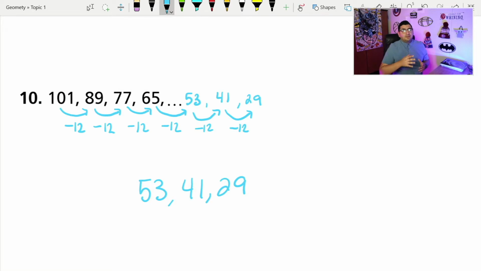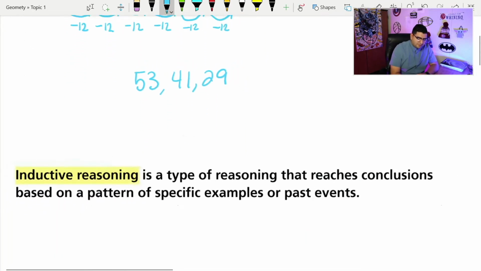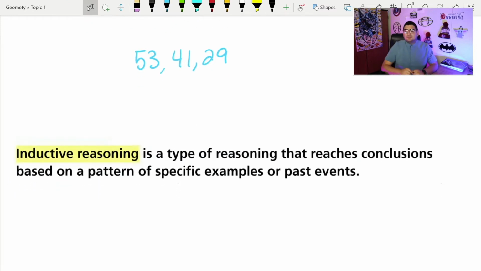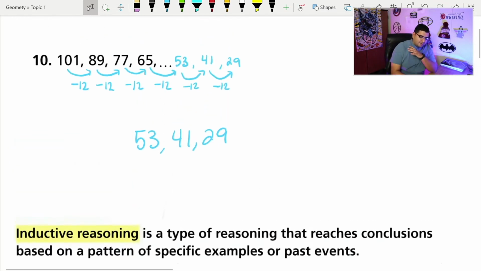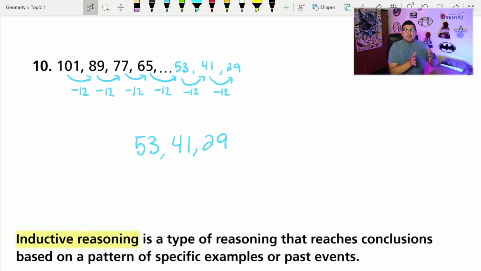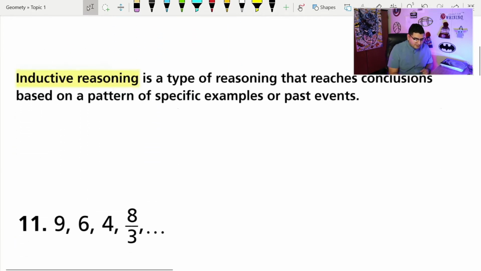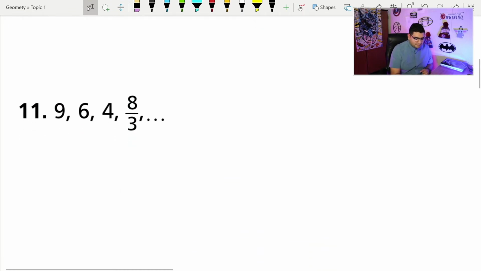What we just used right now is what we call inductive reasoning. The formal definition of inductive reasoning is a type of reasoning that reaches conclusions based on a pattern or specific examples or past events. So we found the next three numbers based off what happened in the pattern before. Whenever you find a solution to a problem based on a pattern or based on past events that are happening, you are using inductive reasoning in math. So let's continue to use inductive reasoning to solve this next one.